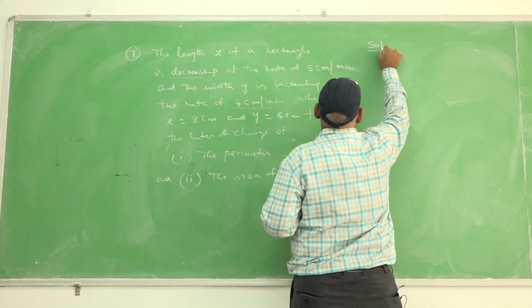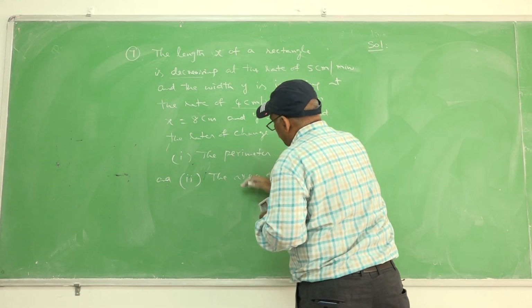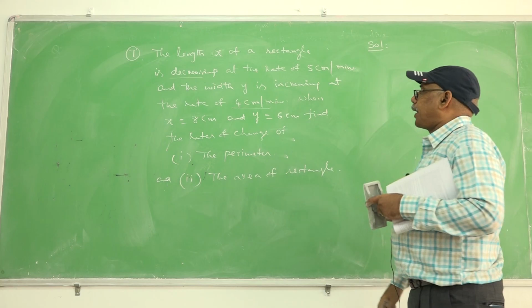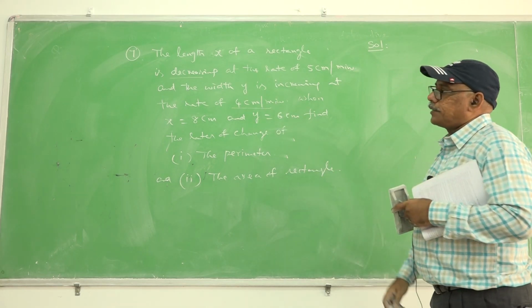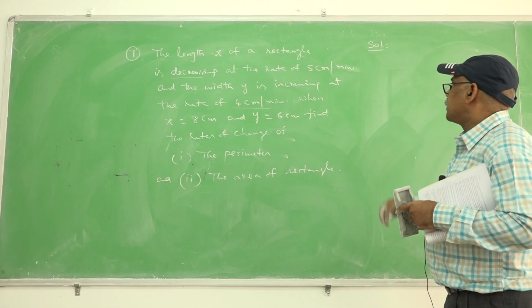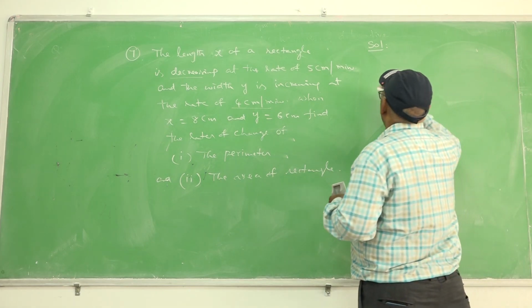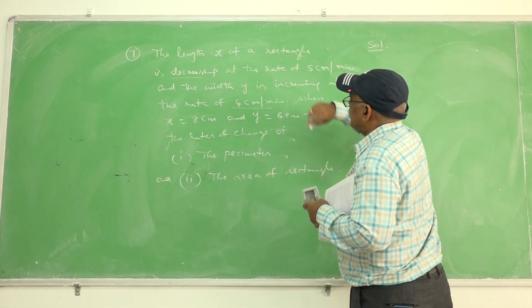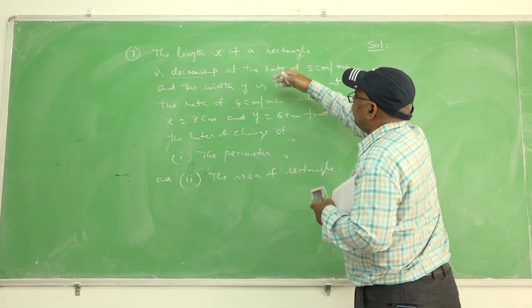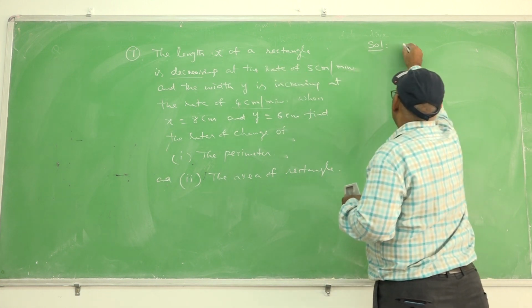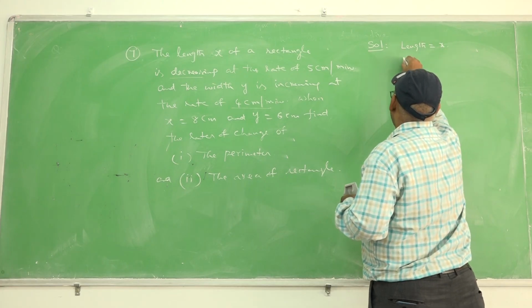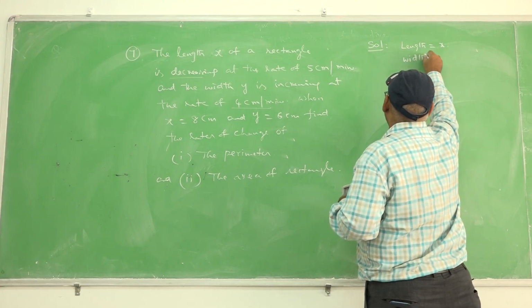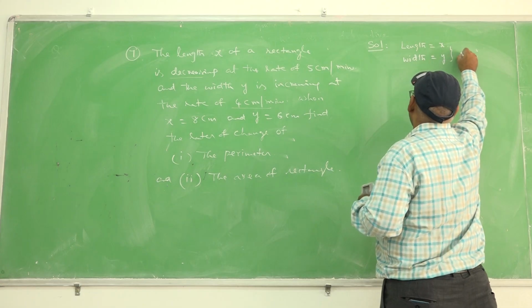Based on this data, you have to find the rate of change of area and perimeter of the rectangle at this particular instant, where x takes the value 8 centimeters and y takes the value 6 centimeters. So already given the length is considered as x and y as width. So length of the rectangle is x, width is y of the rectangle.